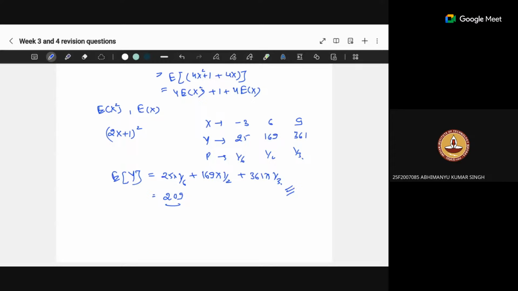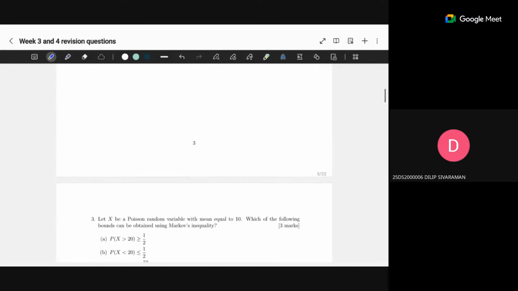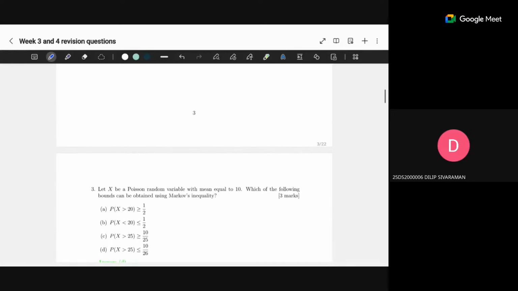Shall we proceed to the next question? Sure, ma'am. Okay then. The next question is: let X be a non-negative random variable with mean equal to 10. Which of the following bounds can be obtained using Markov's inequality?